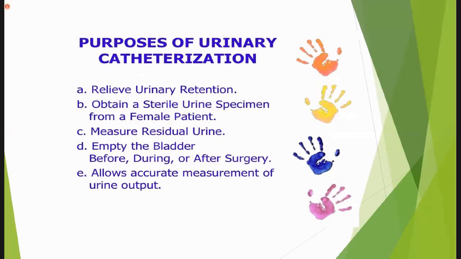The purpose and indications of urinary catheterization are to relieve urinary retention, obtain a sterile urine specimen, measure the urine output, empty the bladder before, during, or after a procedure, and allow accurate measurement of urine output. These are the indications in which we can pass a urinary catheter.